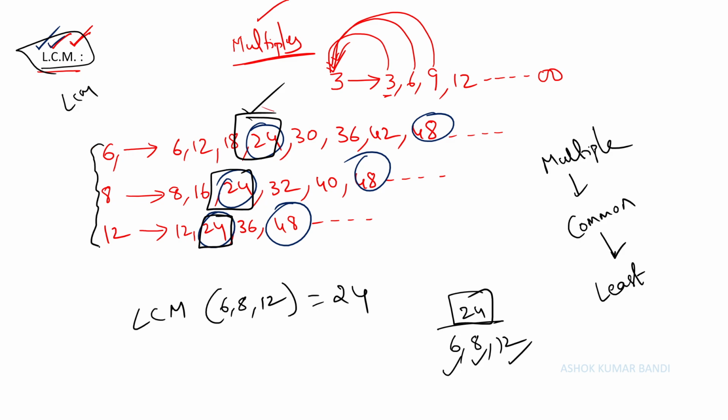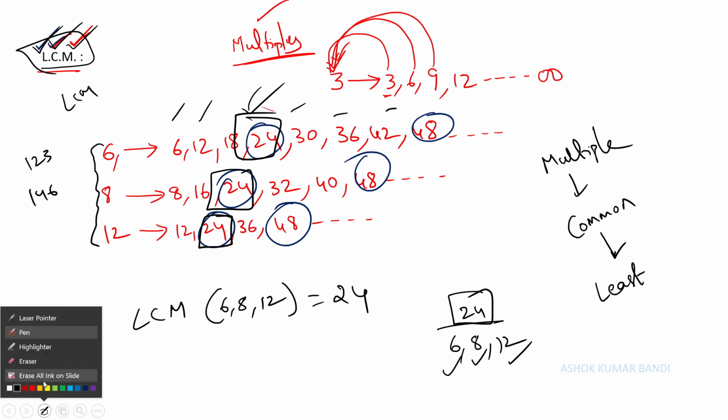Okay, this is one way of finding out LCM. You write multiples for each and every number, then you find out common multiples, then you identify the least one. But the problem here is, if the number is somewhat bigger, like 123, 146 and so on, writing multiples like this is somewhat difficult. That's why we are moving on to the next method, that is prime factorization.